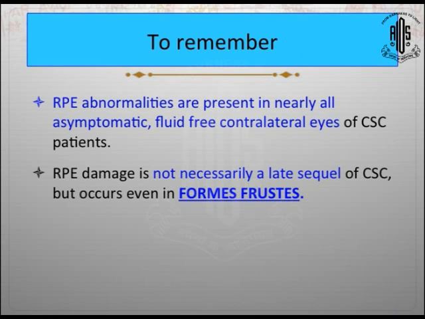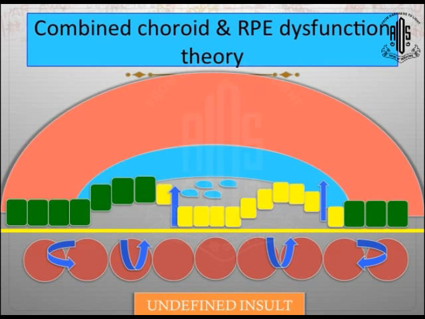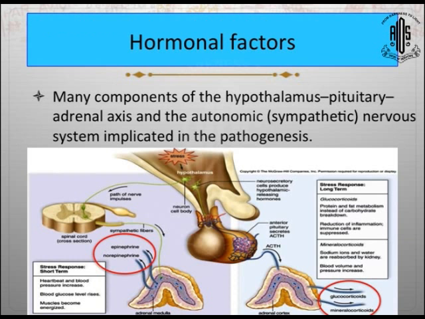So to remember, RPE abnormalities are nearly present in all asymptomatic, even in fluid-free contralateral eyes. And RPE damage is not necessarily a late sequel of CSR, but can even occur in forms such as the preclinical form. So the combined RPE and choroid theory involves both choroidal and RPE disorder. So in the choroid, the increased hydrostatic pressure leads to PED formation along with RPE disorder. Again, the hormonal factors are very important.